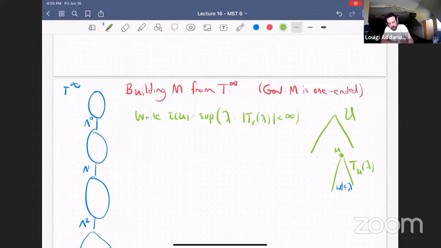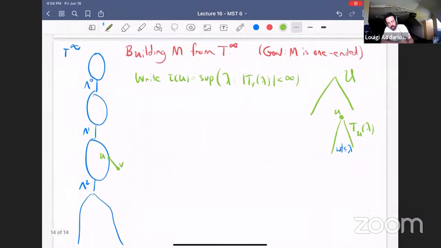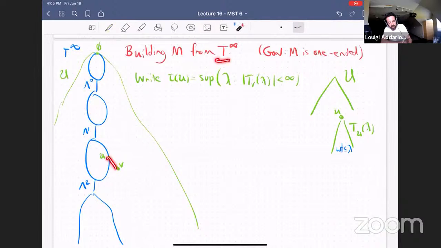Because if I look at an edge here, which goes from T infinity to the rest of the graph, T infinity is itself sitting within the Poisson-weighted infinite tree, right? This is U. If I want to understand whether or not this edge is going to get added when we go from T infinity to M, I need to know whether the subtree rooted at V is infinite when the parameter is this value here, right?